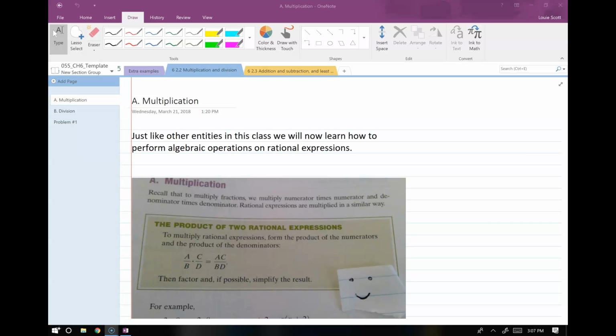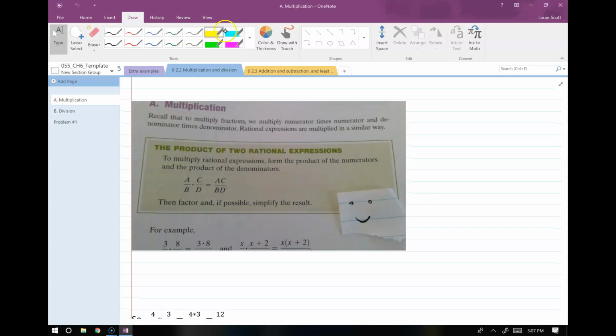And 6.2 is pretty, I don't want to say basic, but if you remember how to do yesterday's assignments, 6.2 shouldn't be that big of a problem. So basically, the rule that we're working off of for 6.2 is the basic rule of multiplication of fractions. A over B times C over D is just equal to AC over BD. So we multiply straight across the top and straight across the bottom. That's all we're going to be doing when we're multiplying.